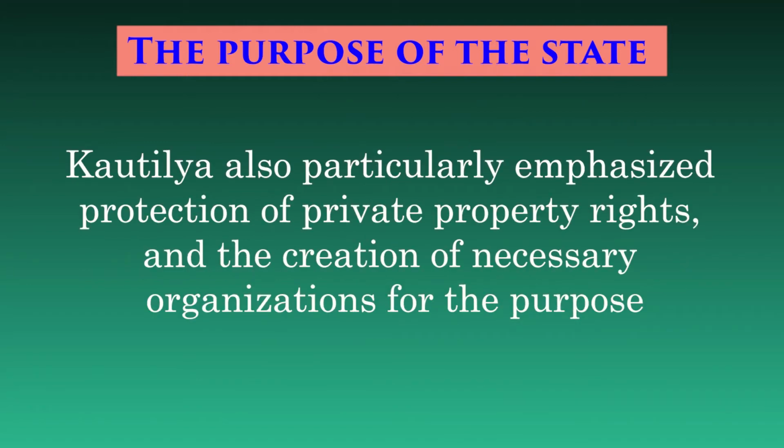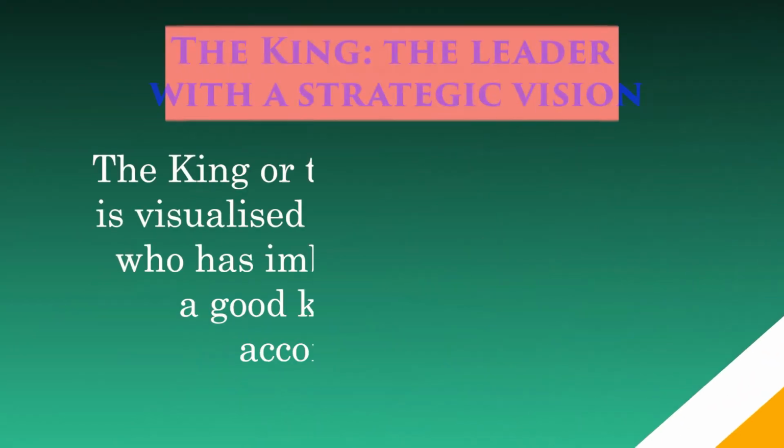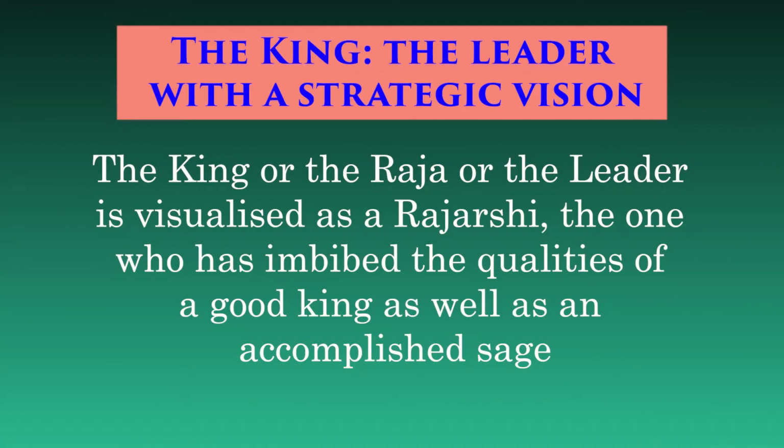Kautilya also emphasized on protection of the life, liberty and property of the citizens, and this was a part of Raj Dharma. The king, the leader with a strategic vision. The king or the Raja or the Swami is visualized as a Rajarshi, the one who possesses all the qualities of a good king and an accomplished sage.